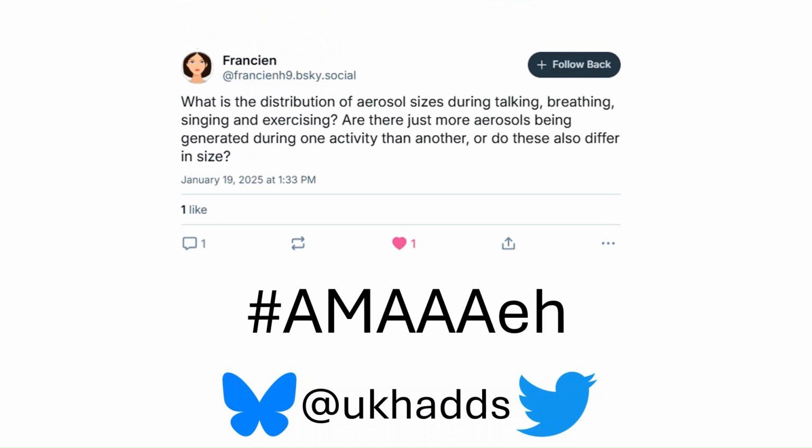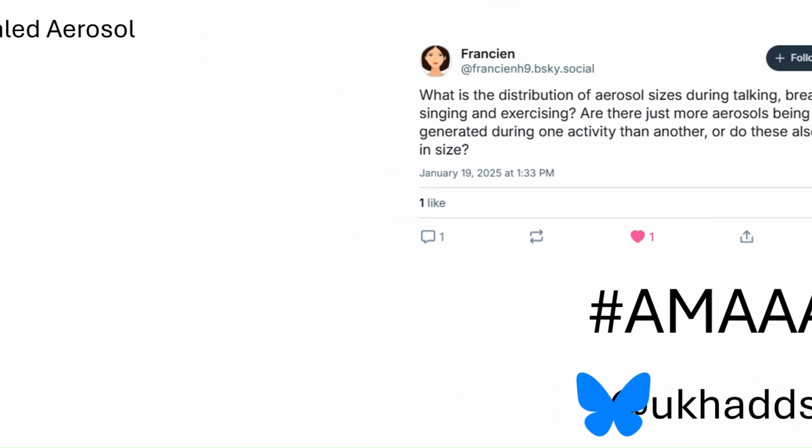Francine on Blue Sky asked, what is the distribution of aerosol sizes during talking, breathing, singing, and exercising? Are there just more aerosols being generated during one activity than another, or do these also differ in size?